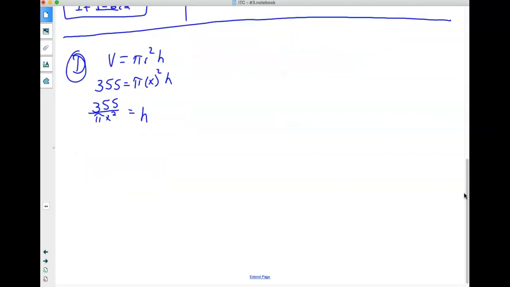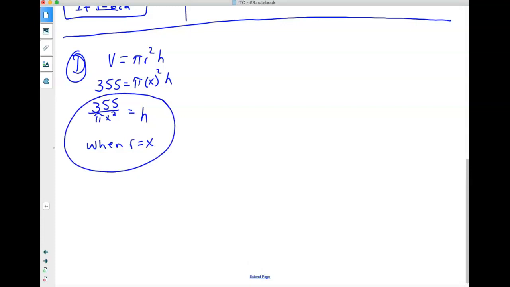So check it out. We just wrote a function. We just wrote the height in terms of x is 355 over pi x squared. Well, now the height is in terms of x, okay? So because I know, I'm just going to get rid of this. I don't really need this here. So I know my height is 355 divided by pi x squared when the radius equals x.